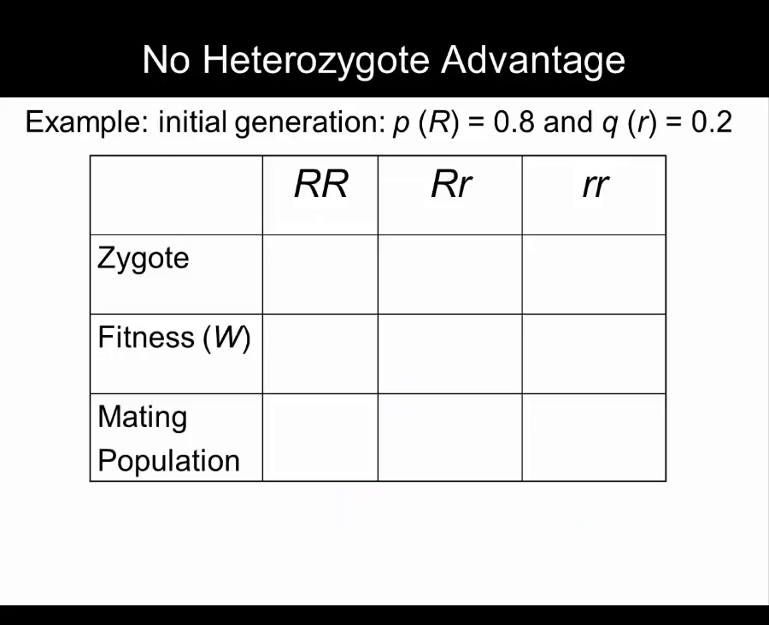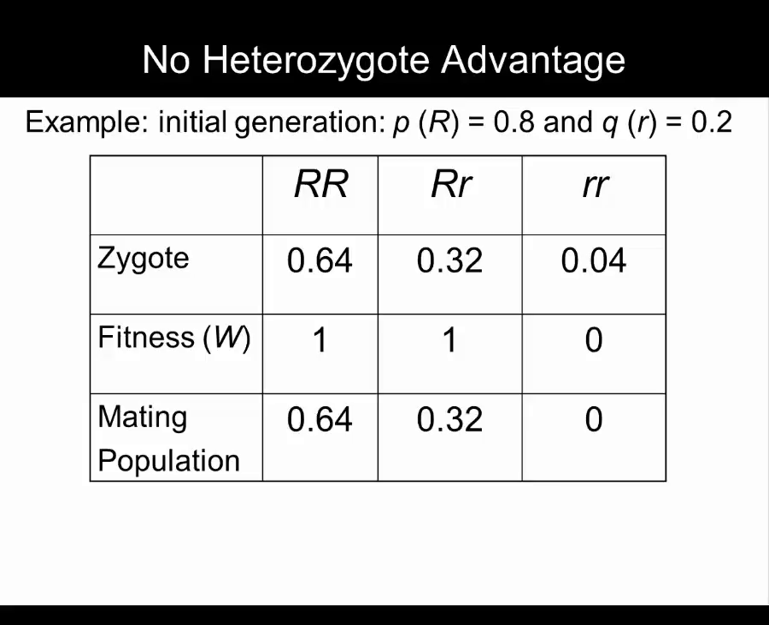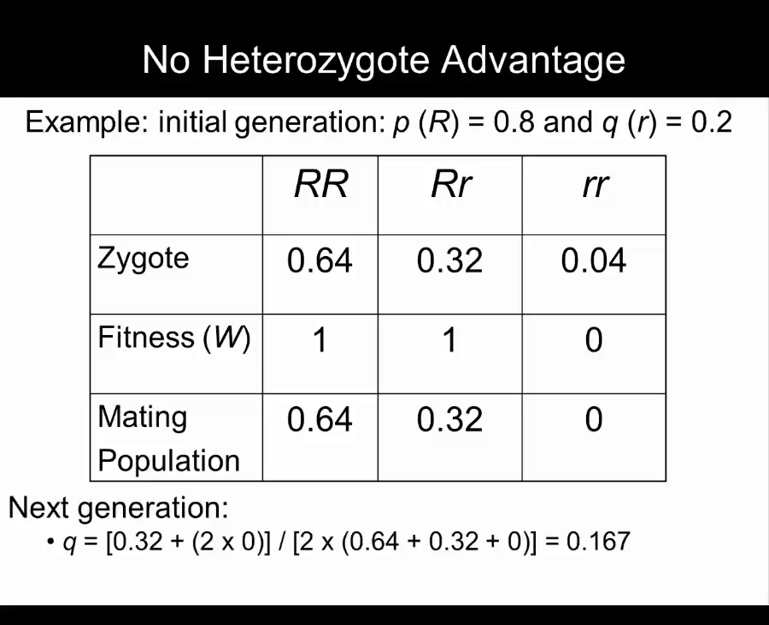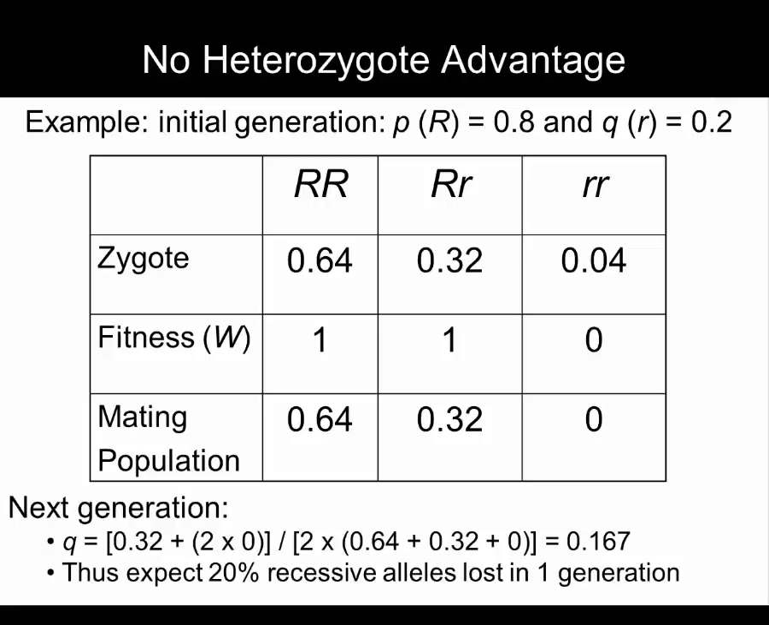In a typical scenario, we get the zygote genotype frequencies, assume the homozygous dominant and heterozygous fitnesses are equal, while the homozygous recessive fitness is 0, multiply to get the mating population genotype frequencies, and calculate the new allele frequency as we did before. This works out to 0.167 here. 20% of the recessive alleles are lost in a single generation. So what has to be different to maintain a q of 0.2?